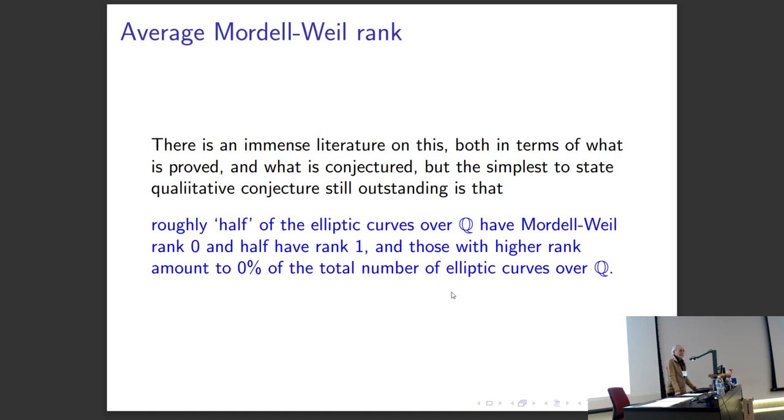Now, what's now called arithmetic statistics is a real field, and with wonderful, as I write here, it has immense literature. Okay, and the simplest to state qualitative conjecture that's still outstanding is that roughly half of the elliptic curves over Q have Mordell-Weil rank 0, and half have rank 1. And those with higher rank amount to, I write 0%, but that 0% should hide perhaps, if they're up to the first x, there's some sort of polynomial, possibly in log x, that accounts for that 0%.